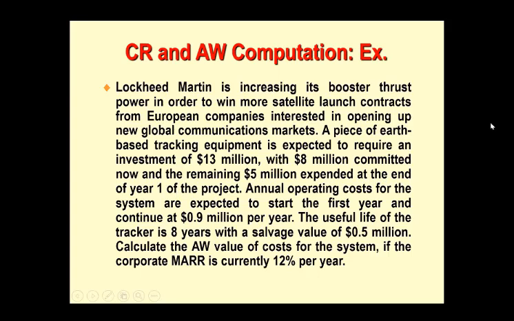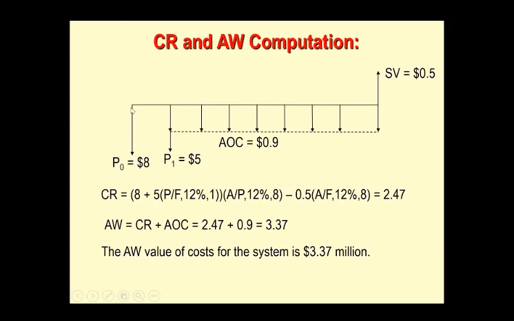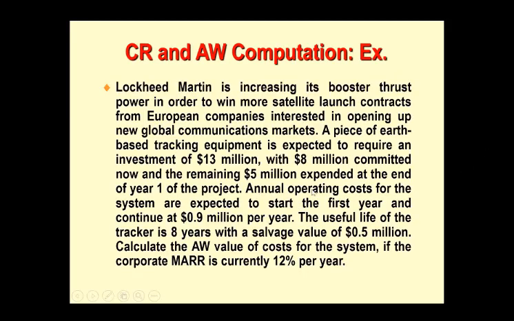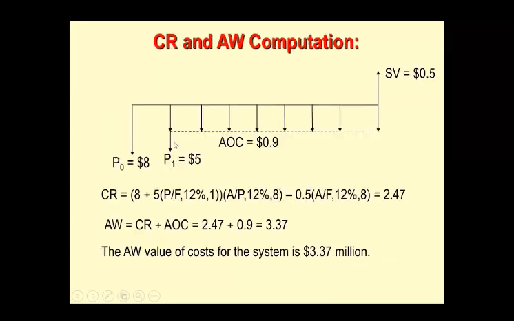Here, 8 million invested now, and 5 million invested at the end of 1 year. And the annual operating costs for the system are expected to start in the first year and continue at 0.9 million per year. Here, there's a row here. It's the annual operating cost. It's an equal payment series.